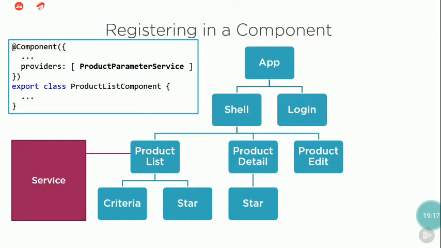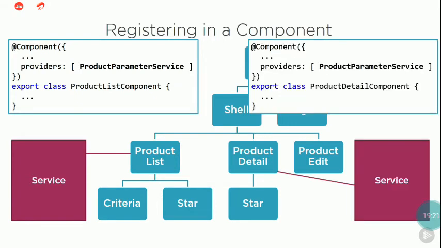What happens if we register the service in both the product list component and the product detail component? We get two different instances of the service. We won't be able to share data or communicate through the service, and each instance of the service is destroyed when its associated component is destroyed.